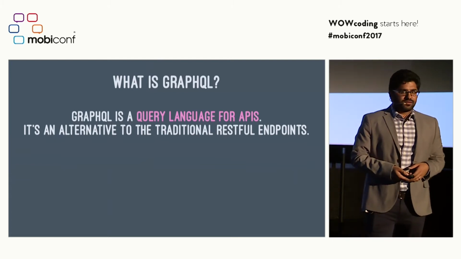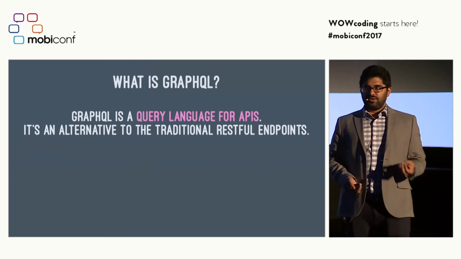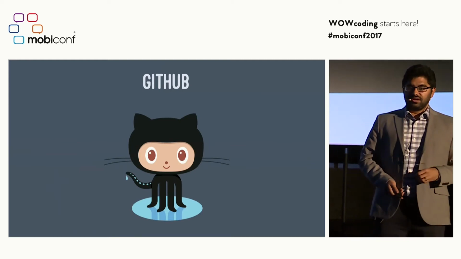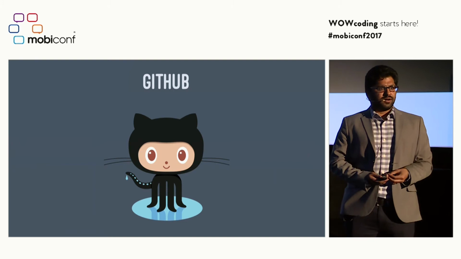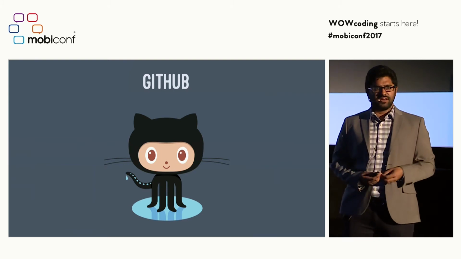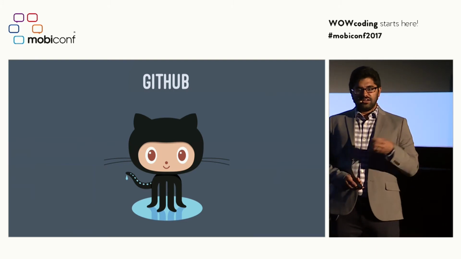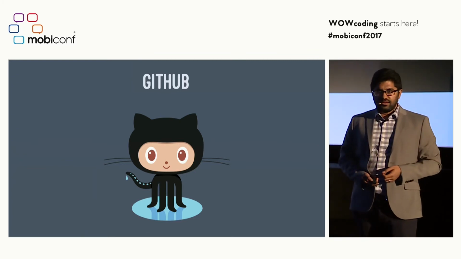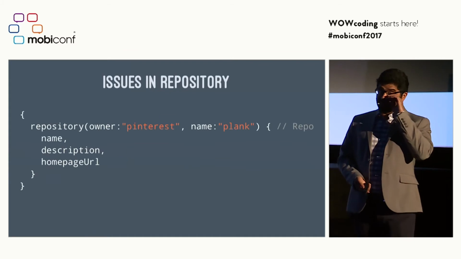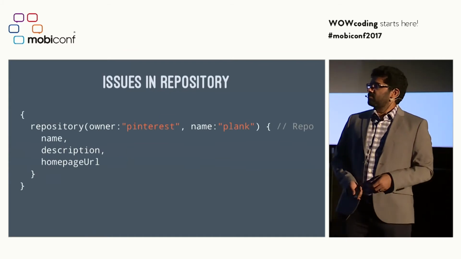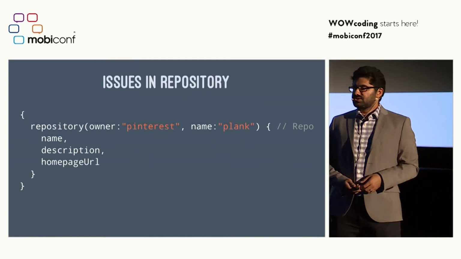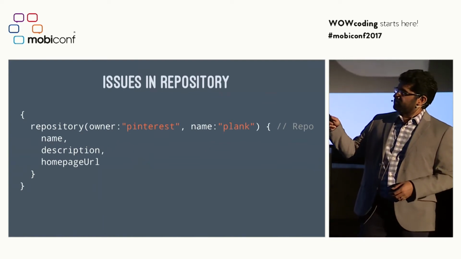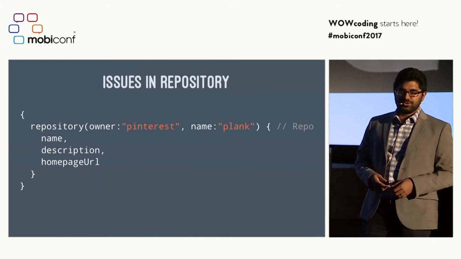For this example, I wanted to pick an instance that would be familiar to everyone. GitHub actually released a version of a GraphQL API not too long ago. It's in alpha right now. I encourage you to check it out. But at least it gives us a schema that I think everyone is a little bit familiar with. If you've never seen a GraphQL query before, it looks something like this. Issues in a repository is our example here. In this case, I want to see, for the Pinterest Plank repository, the name, description, and homepage URL.